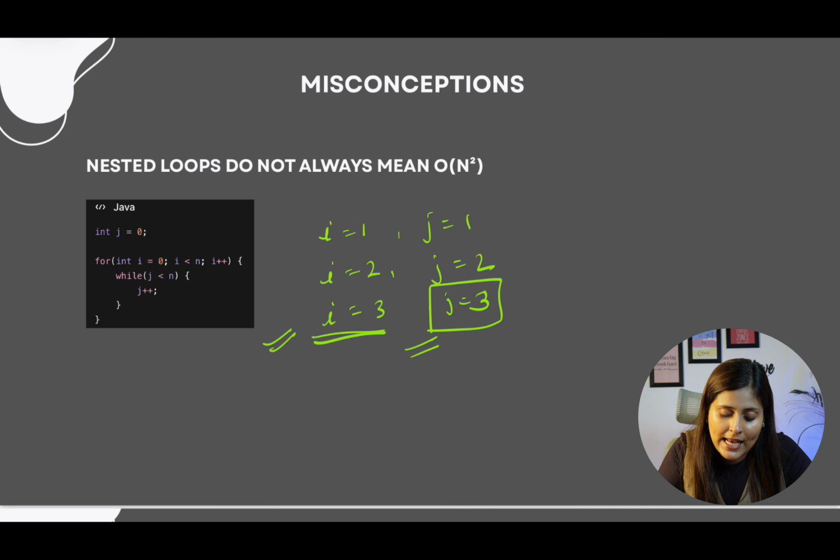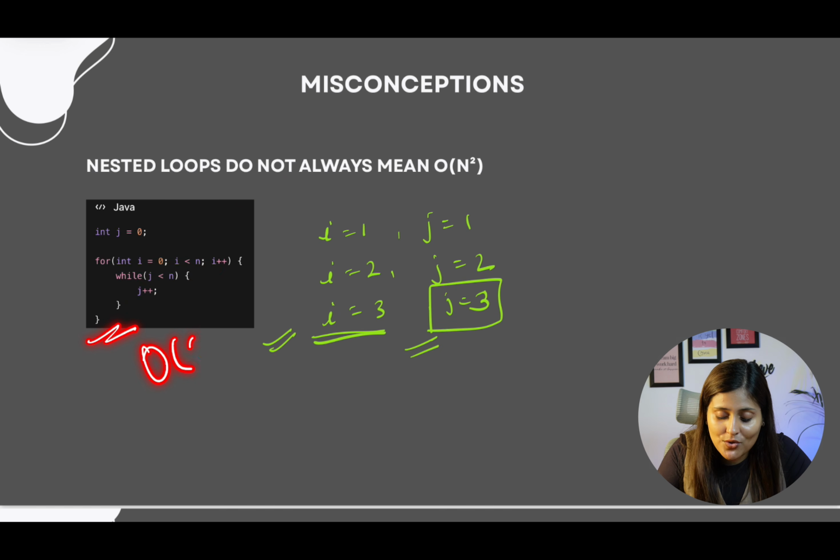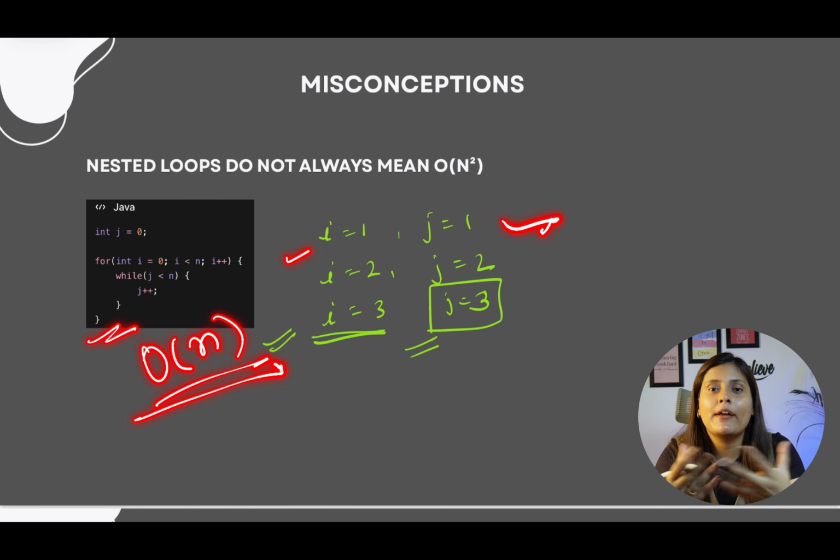Means when suppose n is equal to 3 and I hit n, so definitely j also would have hit n, right? So it is not taking O of n square, it is taking just O of n. But we came to know only when we actually dry run this by taking different values. And this is how exactly you have to do when you will write the code.